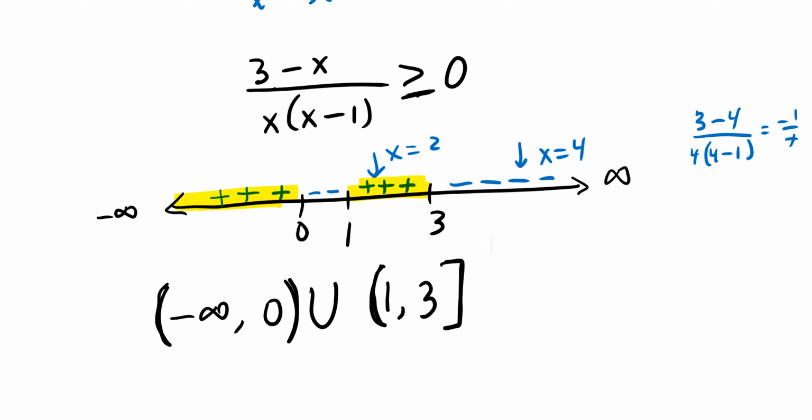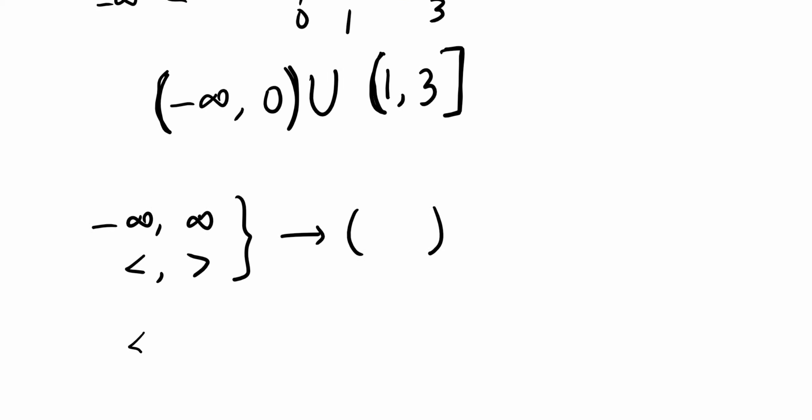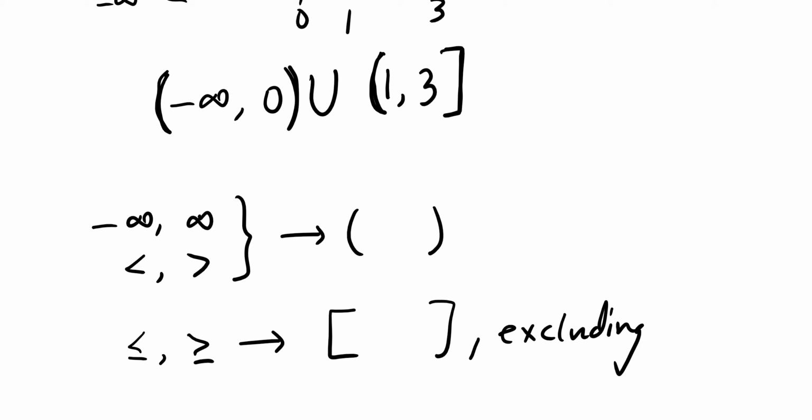So always, to recall this from the previous section, for negative infinity, infinity, or only less than or only bigger than, we use parentheses. If it's less than or equal, bigger than or equal, we use brackets, except if it's in the denominator. Whatever values make the denominator 0, we use parentheses next to them. We don't use brackets.